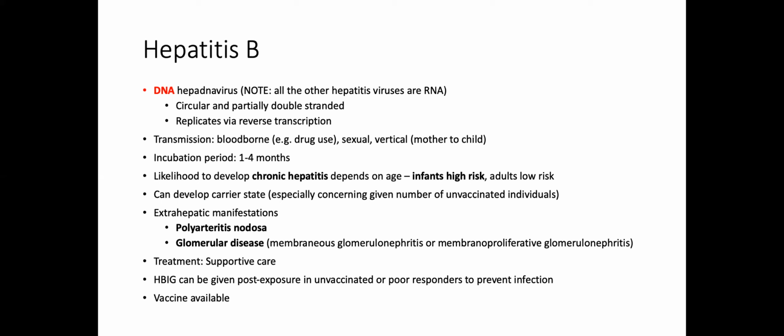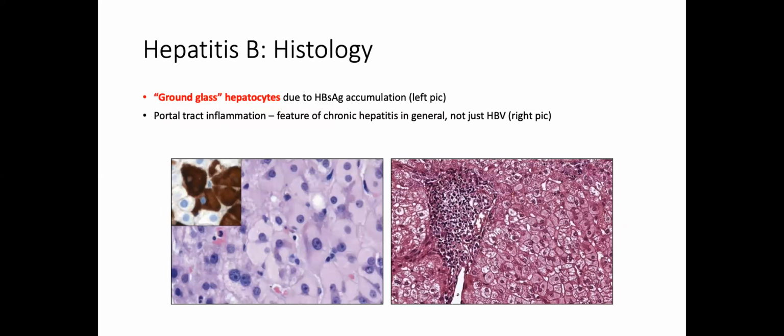The hepatitis B immunoglobulin can be given post-exposure in the unvaccinated, or for people who are vaccinated but don't get a response. So you get a titer, you've had all the vaccines, and it shows that you still have no immunity to it. They can be given Hep B immunoglobulin to prevent infection. Know that a vaccine is available, and we all know this because we had to have it for medical school.